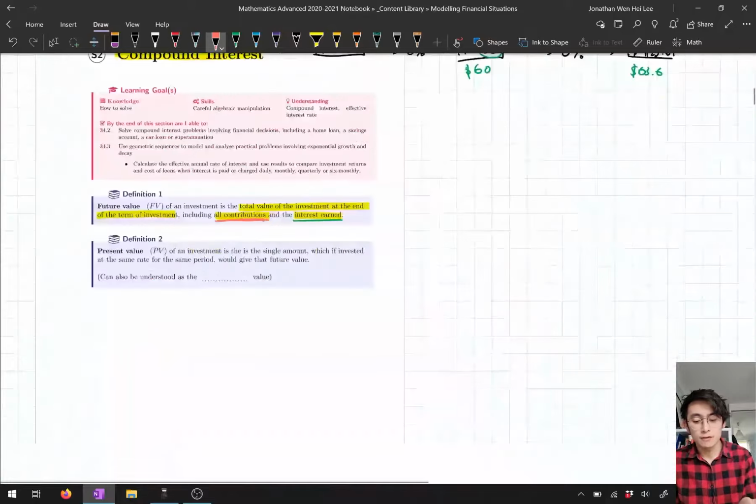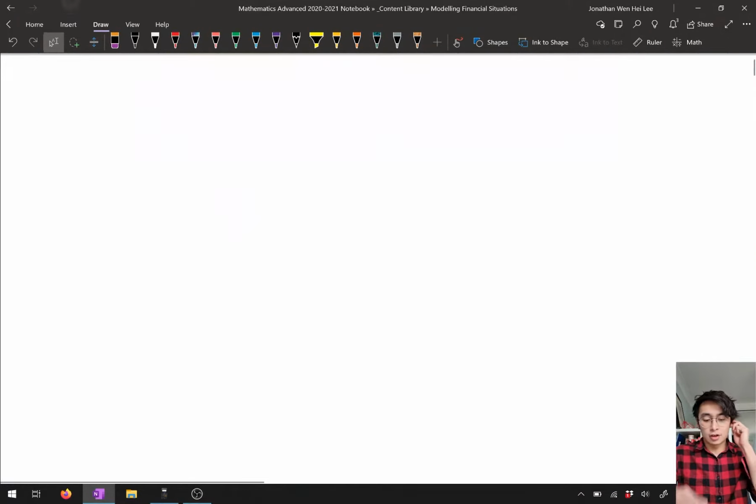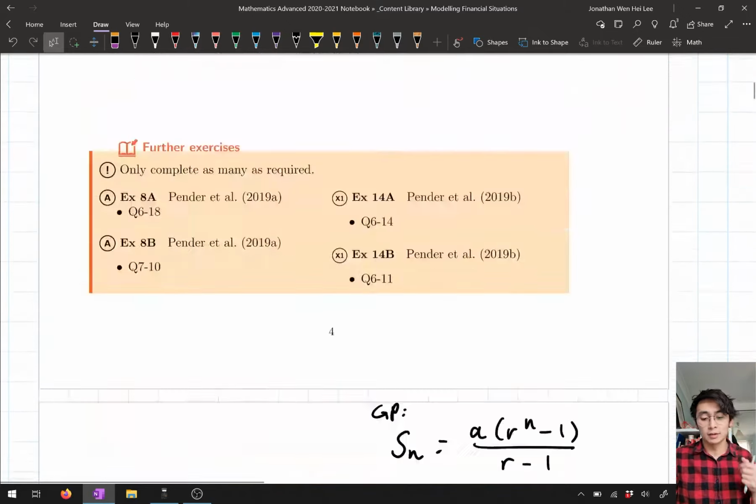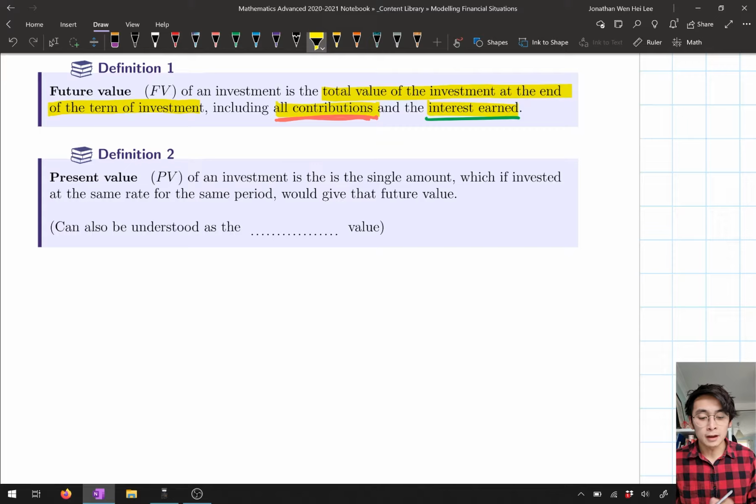So that's what future value is, the amount that's at the end. Now, the other term that we need to know is what present value is. And here we go. Present value. Now, present value, so PV, of an investment is the single amount, if invested at the same rate for the same period, would give that future value.